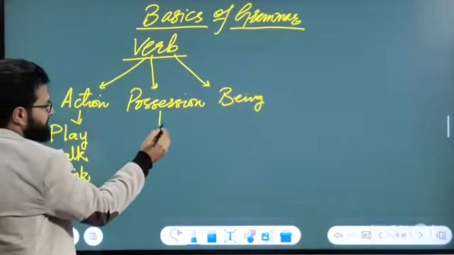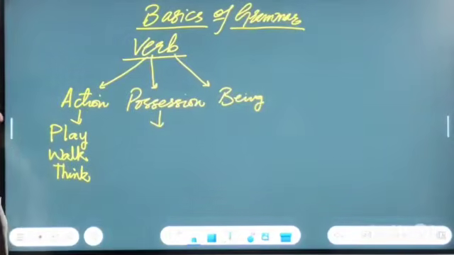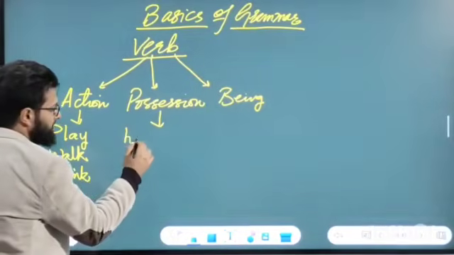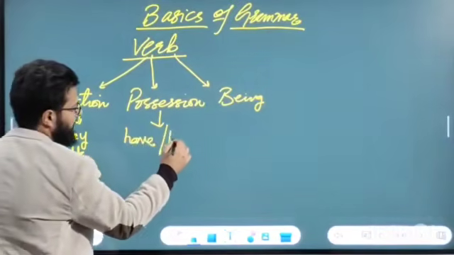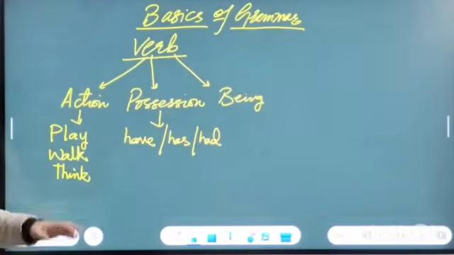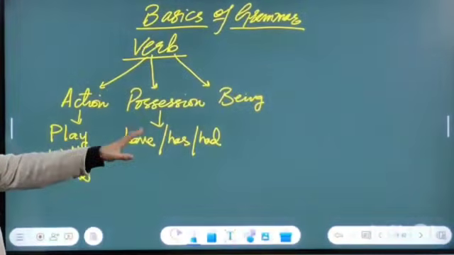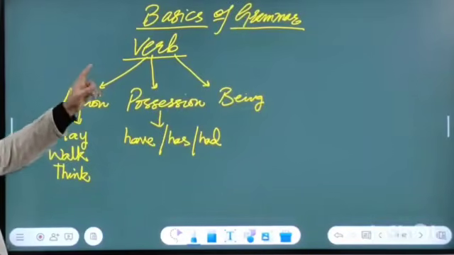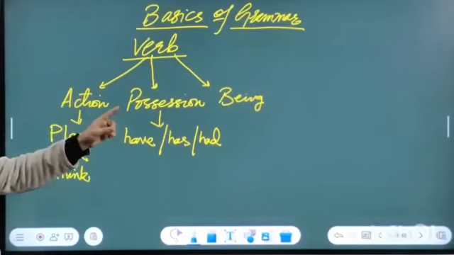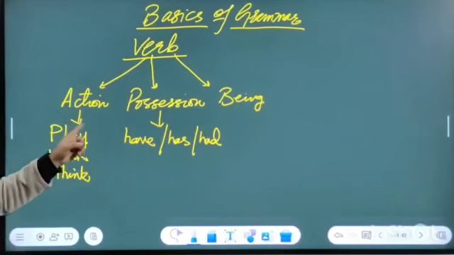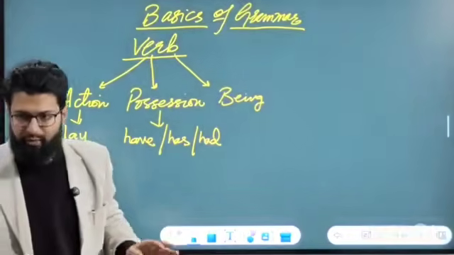Then comes possession. Possession means belongingness. When any word shows belongingness to someone or something, we have words like have, has, had. The models come into this category. We'll be discussing models later on. Right now we are focusing on the three elements of verb. These three elements will define the term verb, right? The first is action. Any word which shows action is verb.